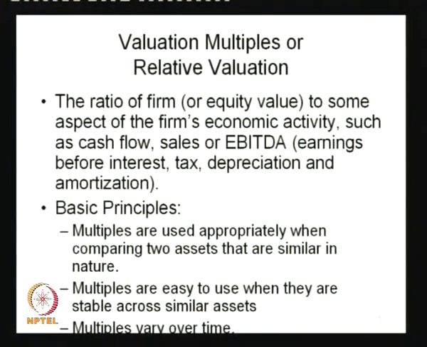Then, multiples will be very easy to use when they are stable across similar assets. If we find that multiples are changing from time to time for one company more than another company, so they are not stable, they are not behaving in a particular fashion, then it is better that we drop those companies which have erratic behavior in the multiples, and we can have certain companies where the multiples are actually stable across the time period, and then use that.